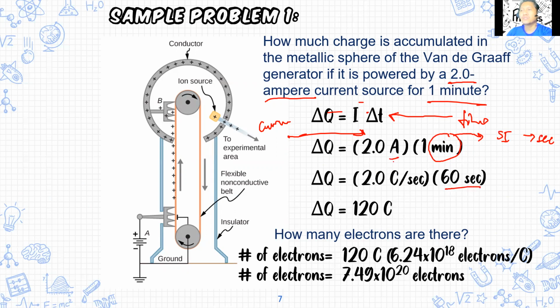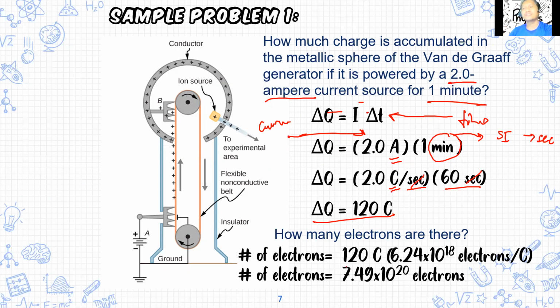Now, what we mean by ampere is coulomb per second, right, from the definition? Therefore, the seconds cancel and what remains is the coulomb. That is why. How many electrons are there? As a follow-up question. Our concern is how much is the charge, how many coulombs, not the number of charges. But if we are to answer the question, how many electrons are there?